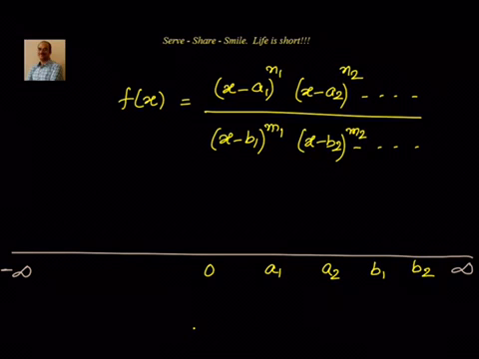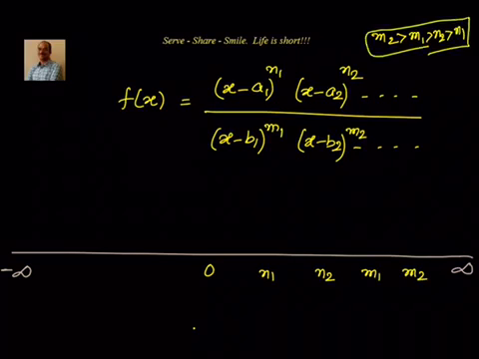Now it depends upon whether n1, n2, m1, m2 are odd or even. Oh, it's my mistake, it should be a1, a2, b1, b2, right? Sorry for that. So 0, a1, a2, b1, b2, where we are saying that b2 is greater than b1, b1 is greater than a2, a2 is greater than a1. These are the values we have taken.